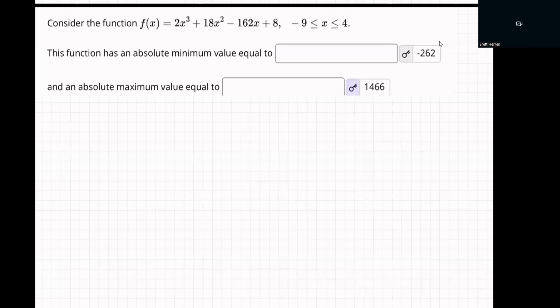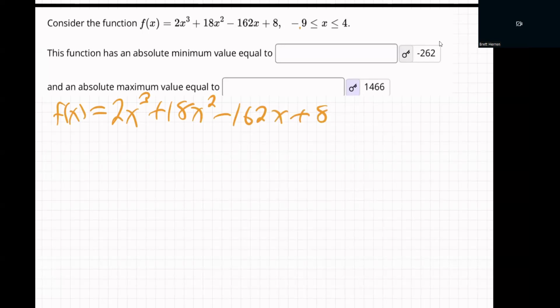Okay, so on this one, they have a function. Let me bring it down here. 2x cubed plus 18x squared minus 162x plus 8. And we're on an interval. This is the left edge and the right edge. We're going from -9 to +4.